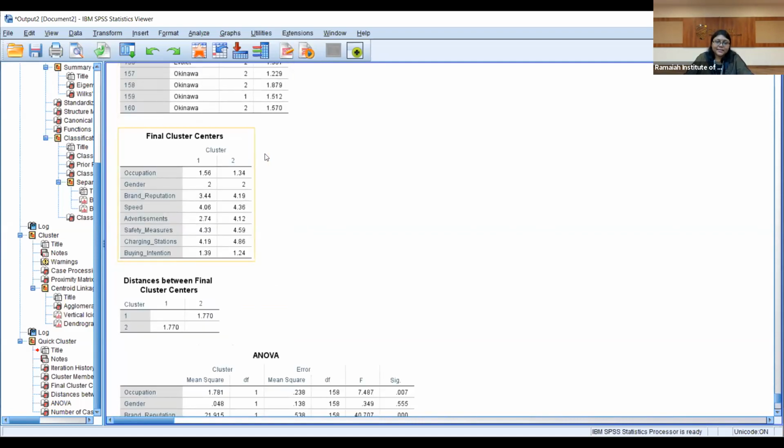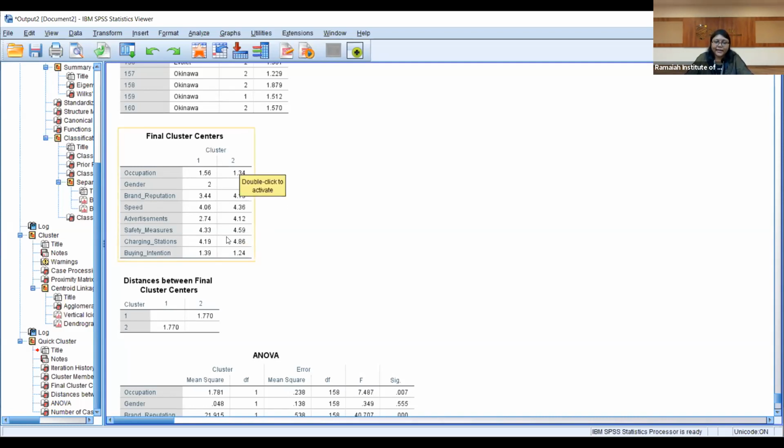The next one is the final cluster centers. That means I want to see, out of all my independent variables, which cluster has got maximum prioritization. If you see, the occupation has got 1.56 in one cluster and in cluster 2 it is 1.34. So based on this, you can find out the value of each of these independent variables in these clusters. The most important thing is you can find out the highest value, and here the highest value is 4.33. That means your safety measures is one of the biggest important factors for your final cluster center.